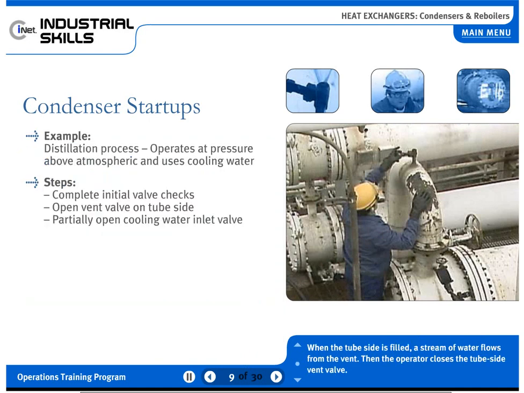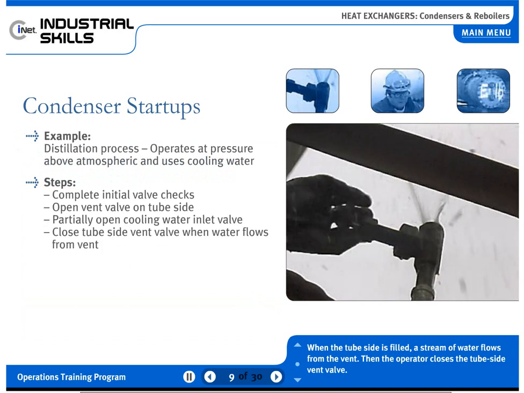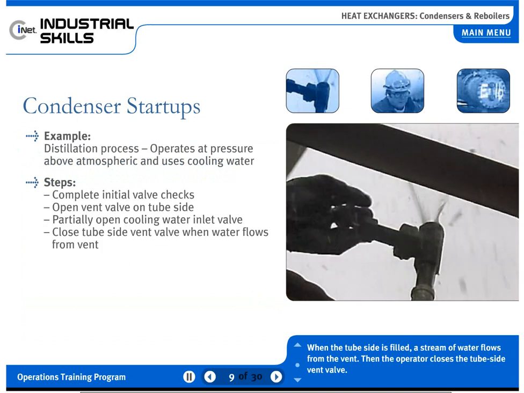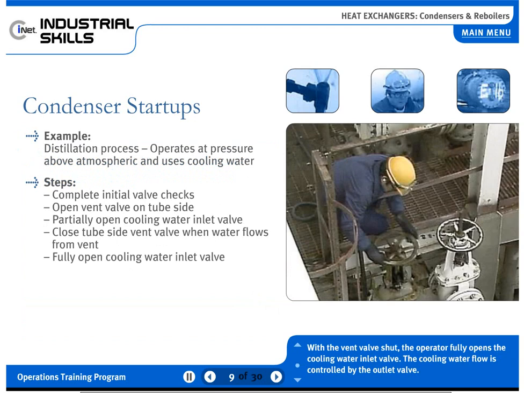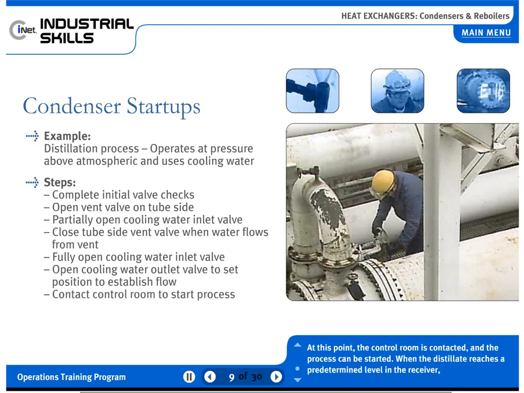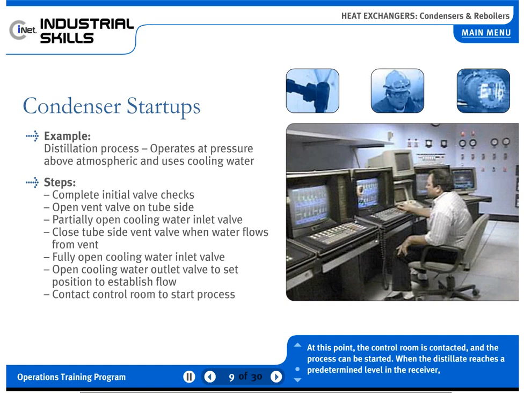When the tube side is filled, a stream of water flows from the vent. Then the operator closes the tube side vent valve. With the vent valve shut, the operator fully opens the cooling water inlet valve. The cooling water flow is controlled by the outlet valve. So the operator partially opens the cooling water outlet valve to a predetermined position to establish flow through the condenser. At this point, the control room is contacted and the process can be started.